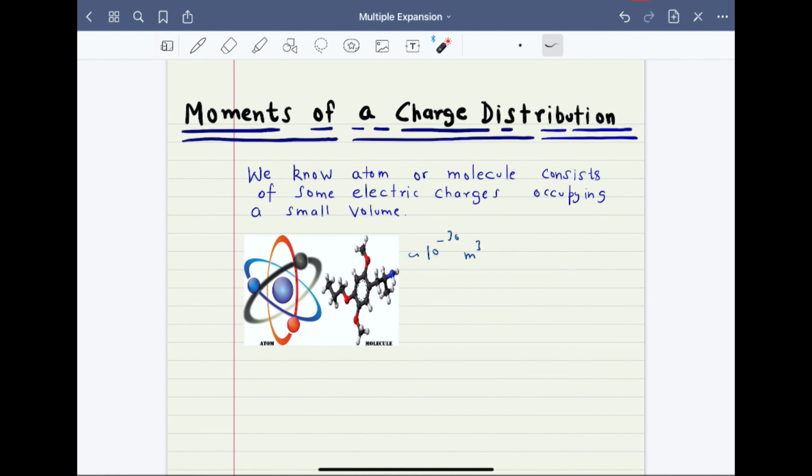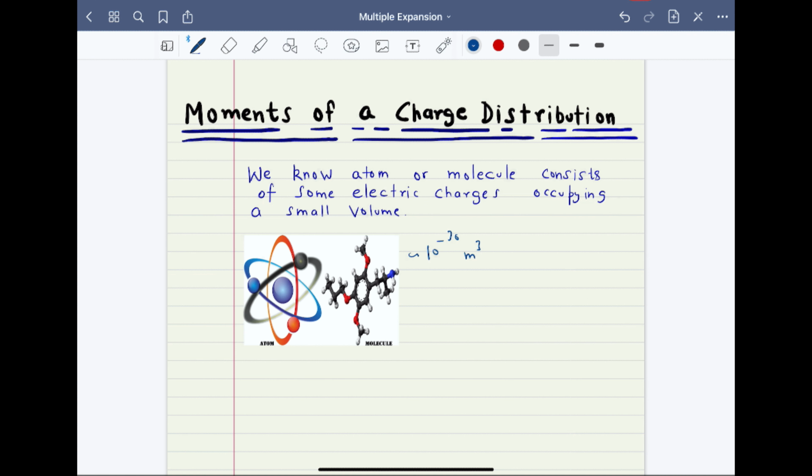Today we are going to discuss moments of a charge distribution. We know that an atom or a molecule consists of some electric charges which occupy a small volume. This volume can be around a few cubic angstrom. We are usually interested in the electric field outside that volume, which means we will be interested in a rather complicated charge distribution. We shall particularly be concerned with the field far away from the source.